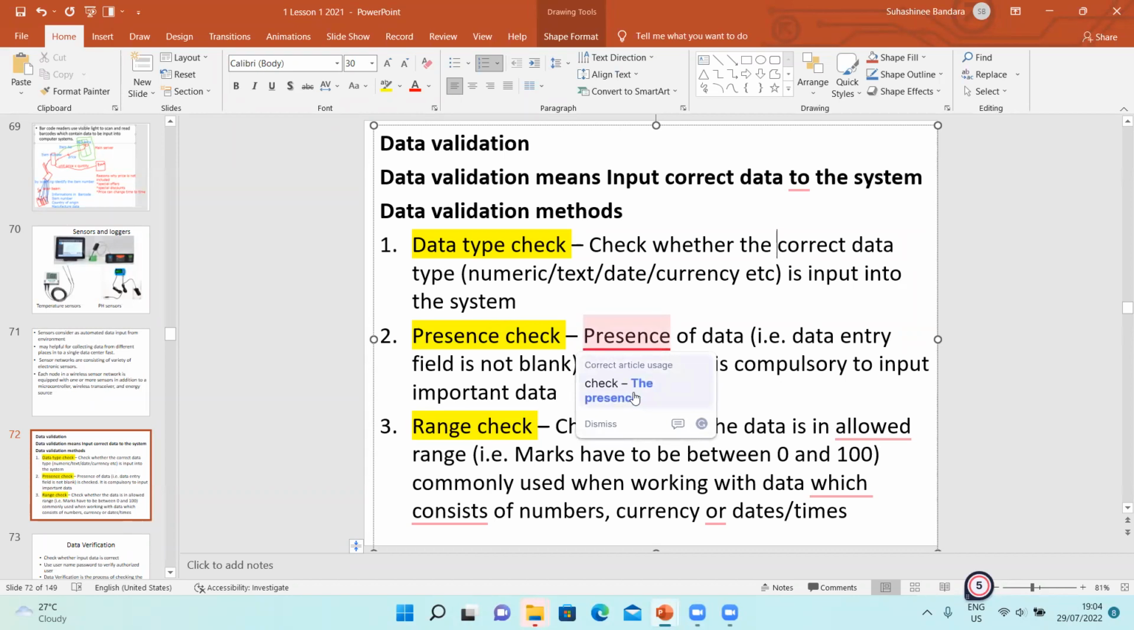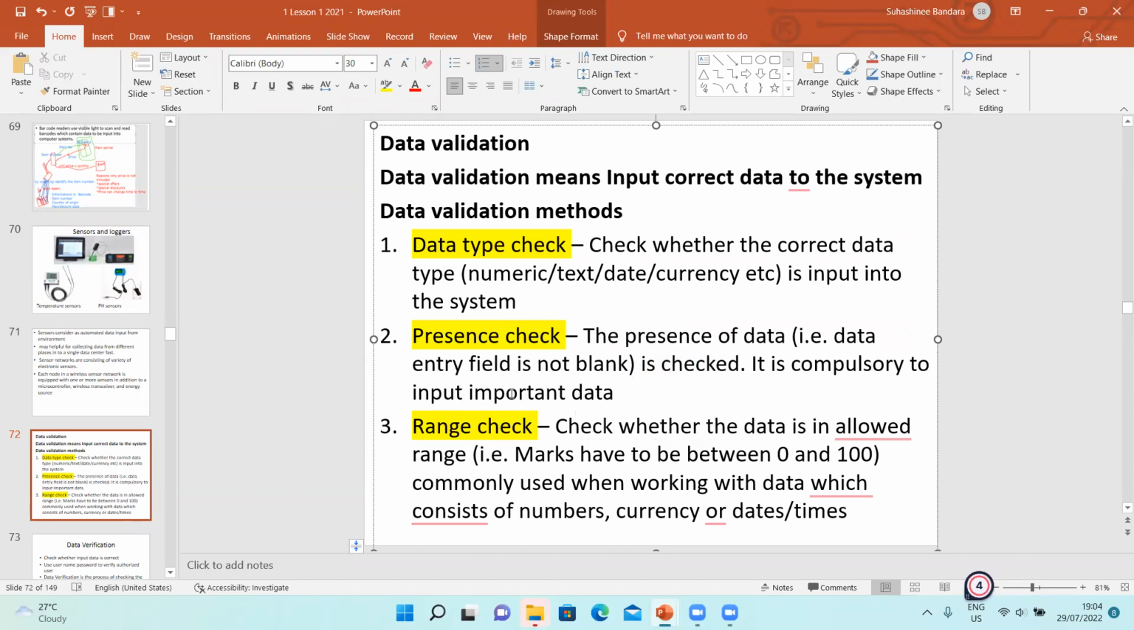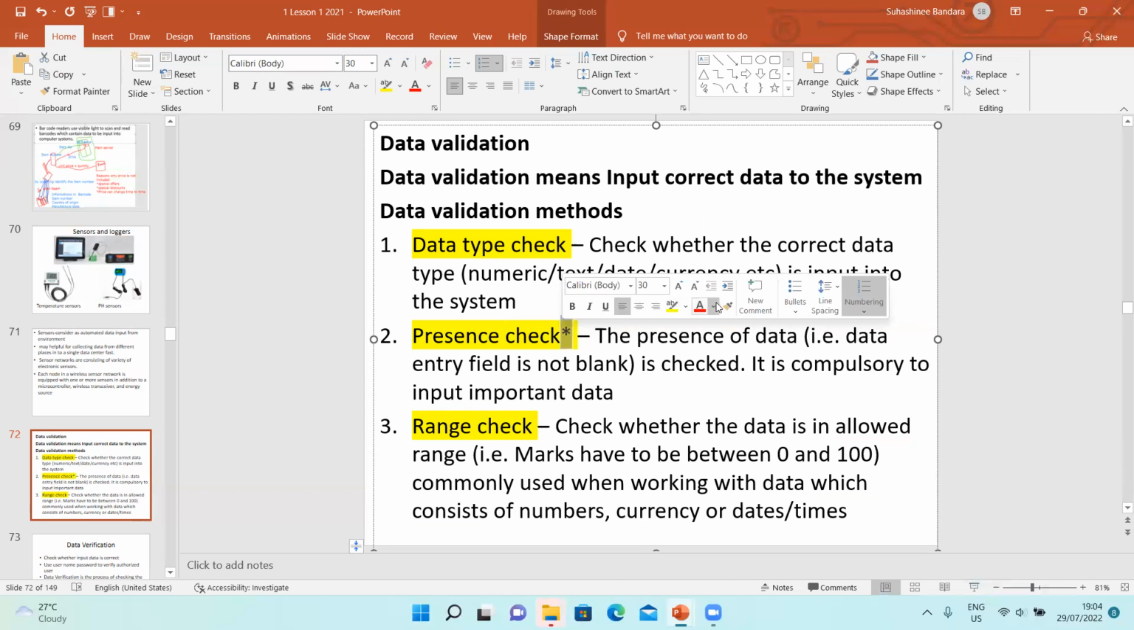The next one is presence checks. The presence check of data, for example, checks that a data entry field is not blank. It is compulsory to input important data. For example, when you are filling in forms like Google Forms or making a Gmail account, they show a red asterisk mark asking you to insert the data without skipping, like username and password. Normally it is displayed in red color. So the asterisk mark is the presence check.